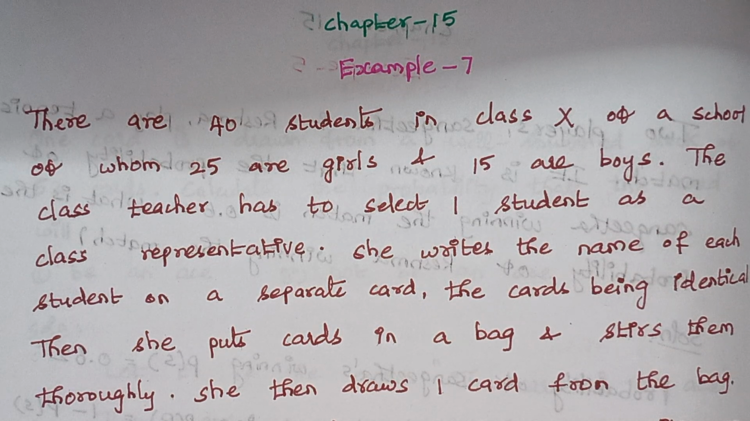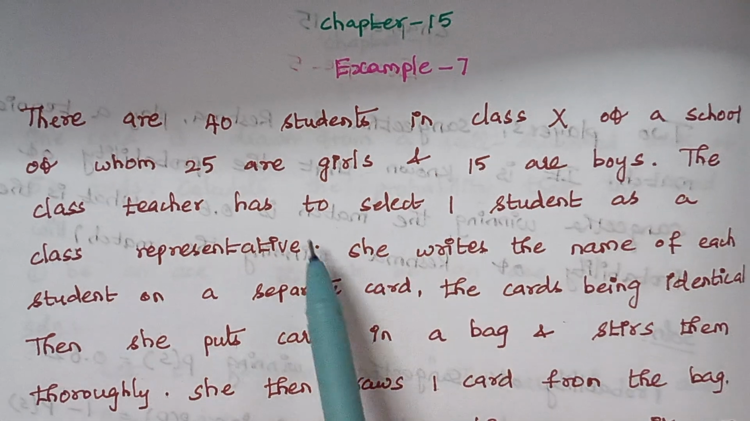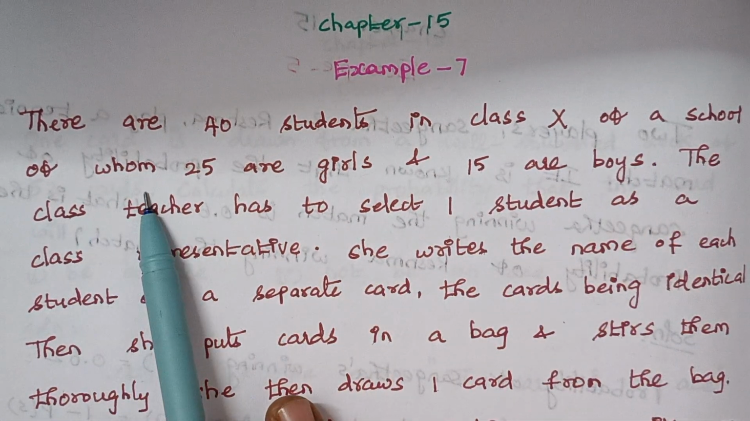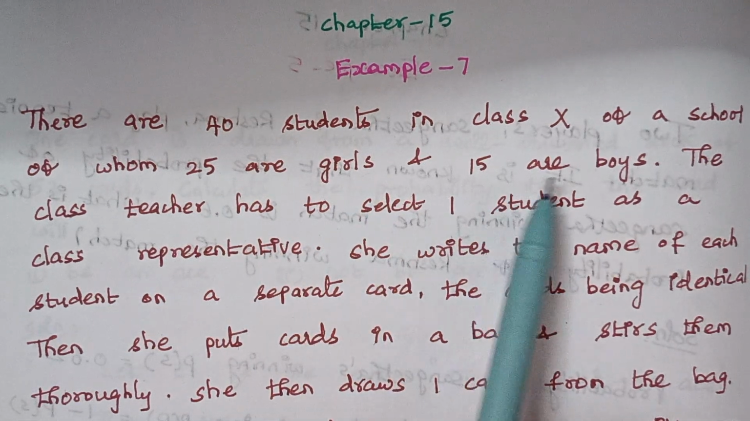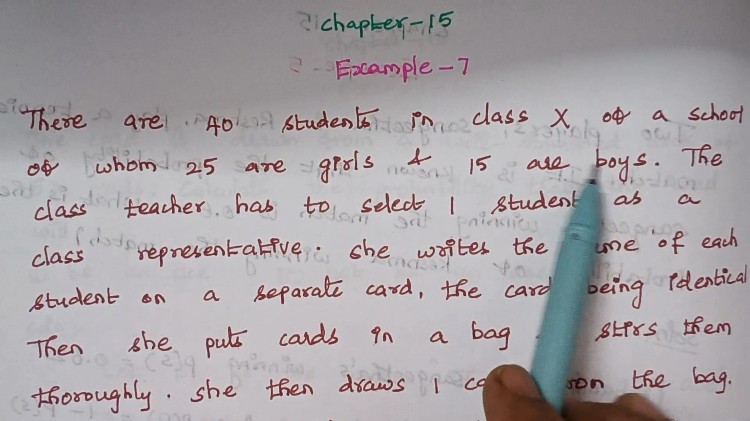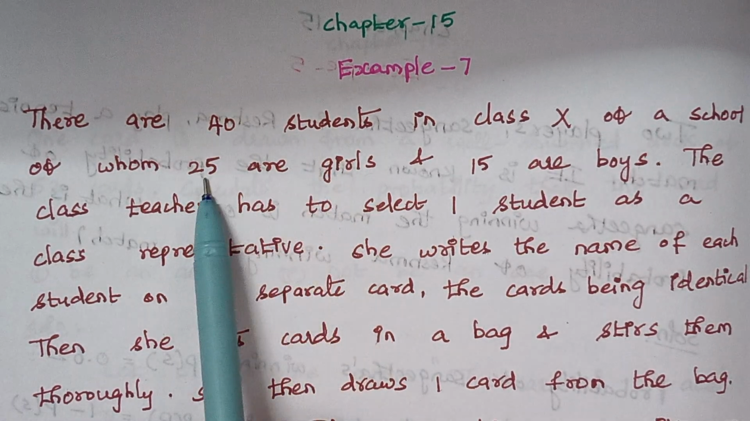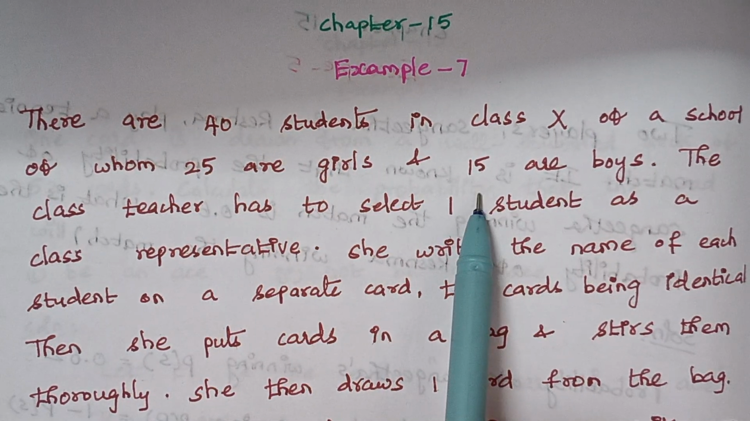Today we are going to solve example 7 and 8 in chapter 15, probability. Example 7: there are 40 students in class 10 of a school, of whom 25 are girls and 15 are boys. So totally there are 40 students. Out of these 40 students, girls are 25 and boys are 15.